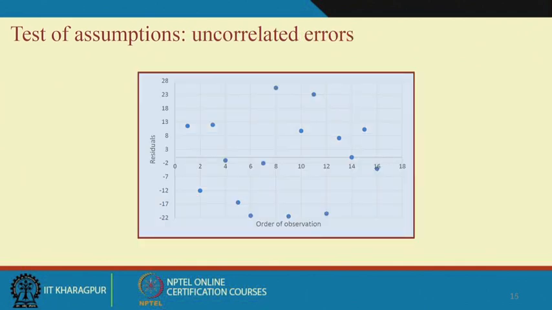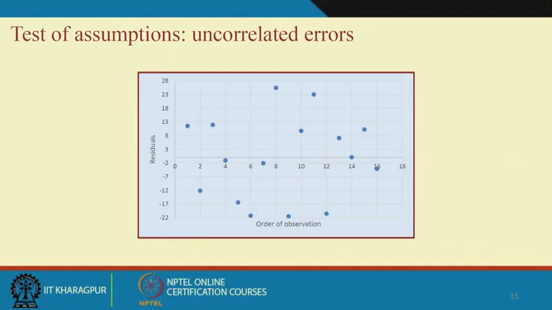So, for uncorrelated or independent errors, suppose you plot the order in which you have done the experimentation on one axis, and the residual on the vertical y axis. Then you see whether these observations show any systematic pattern. If it is random, with no systematic pattern in the plot, then the errors are uncorrelated.